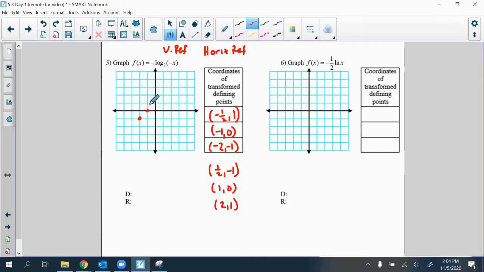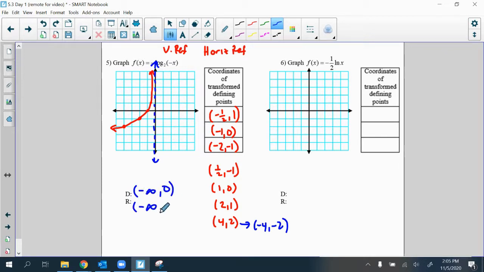So what's going to happen is this graph, if I wanted to plot one more point, remember that an original point would be (4, 2). So if I was going to transform that, it would get transformed to (-4, -2). So (-4, -2) could be another point, and that may help you see what the graph is doing. I've had both a horizontal and a vertical reflection. So what that means is my domain is now going to be -infinity to 0.